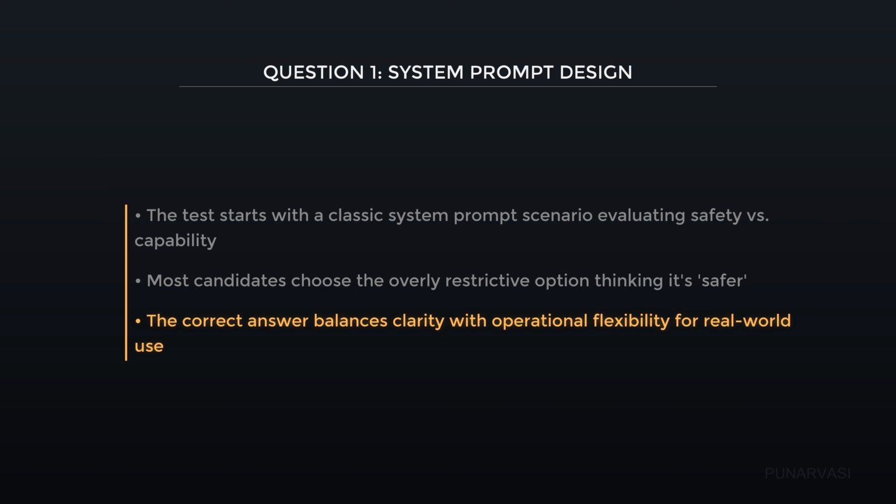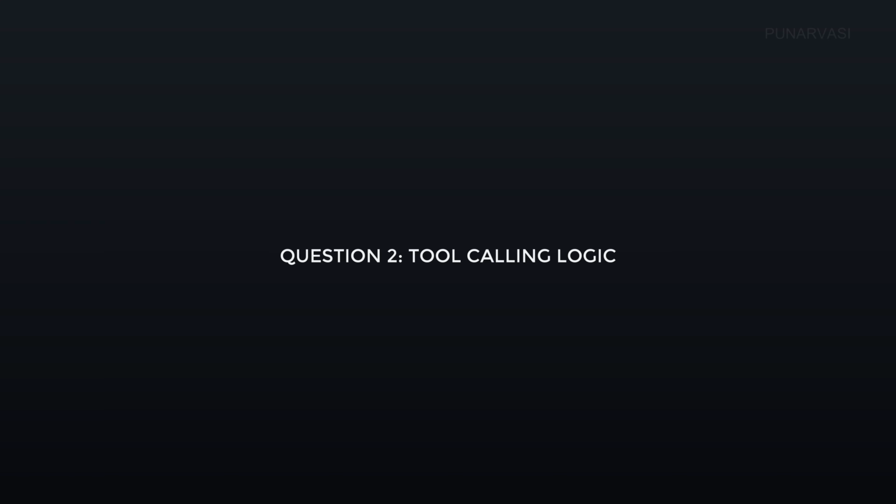Think of your system prompt as the conductor of an orchestra. It can't dictate every single note. The key insight is that it must establish the core symphony, the purpose and tone, while allowing the musicians to adapt to the moment. An answer that locks in every detail before the music starts will only produce a rigid, unusable performance.